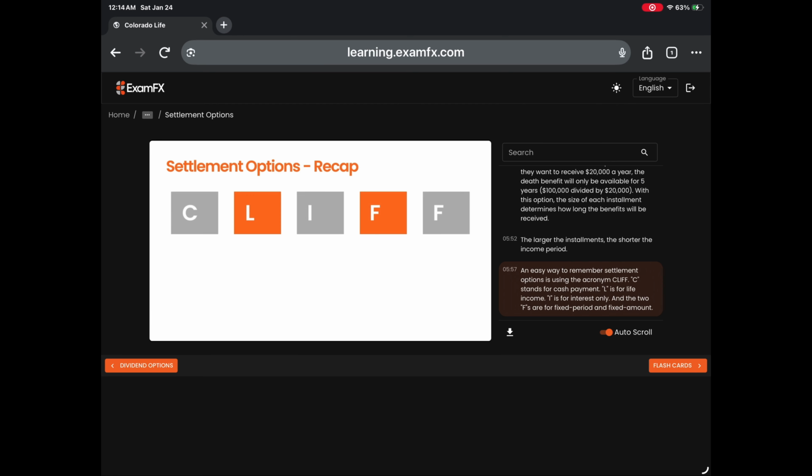An easy way to remember settlement options is using the acronym CLIF. C stands for cash payment, L is for life income, I is for interest only, and the two F's are for fixed period and fixed amount.